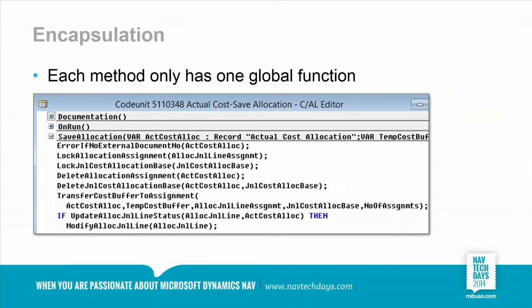In this example, we have a method here called save allocation. That's about planned and actual cost allocation. And the method header gives you sort of a flow chart of what this method does. And all the other methods that you see here are just calls to local functions on the same code unit.